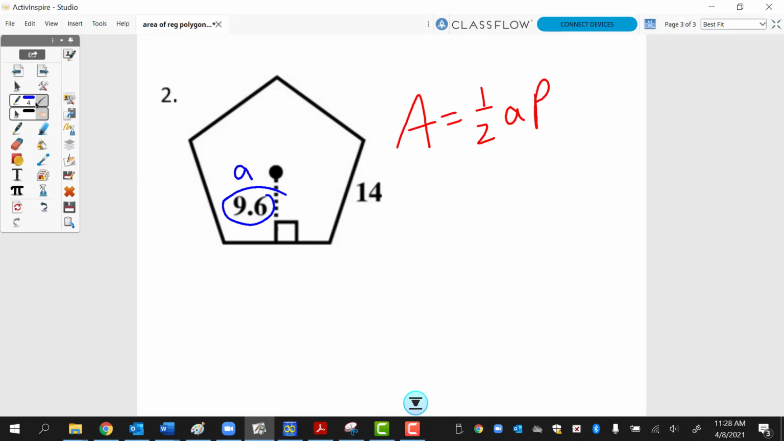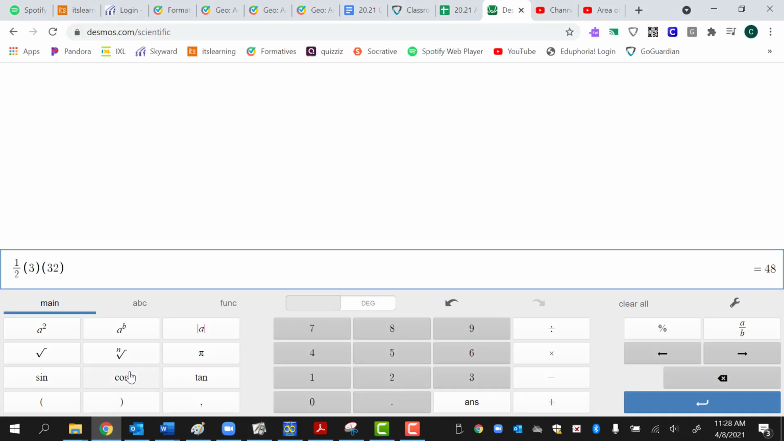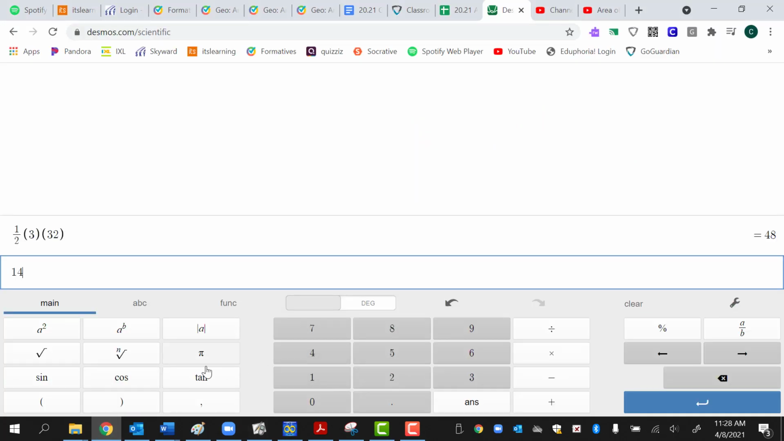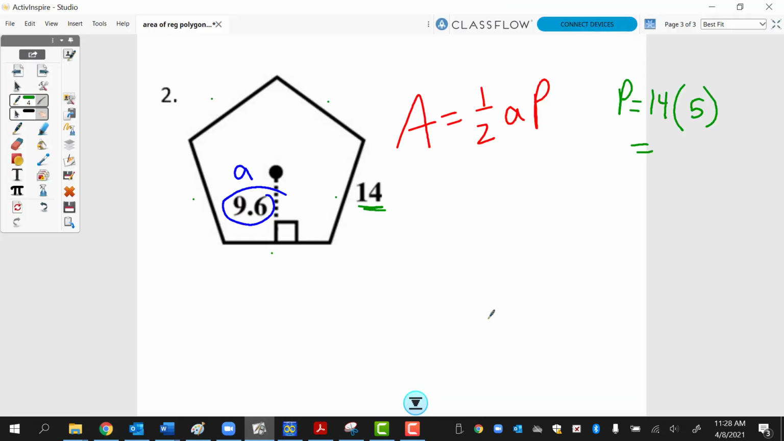My perimeter, well, let's see. For my perimeter, what are we going to do? So our side length is 14. So 14 times how many sides are there? Well, there's 1, 2, 3, 4, 5 sides. So 14 side lengths times number of sides is, I don't know what 14 times 5 is. Let's type it in. So 14 times 5 is 70. Great.